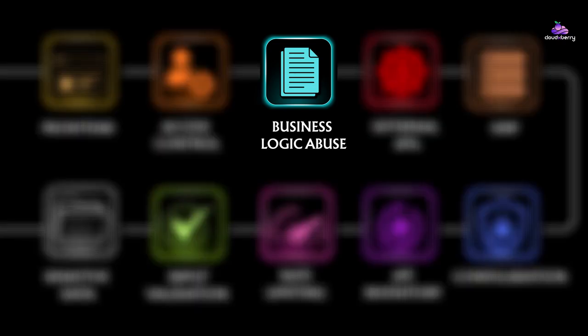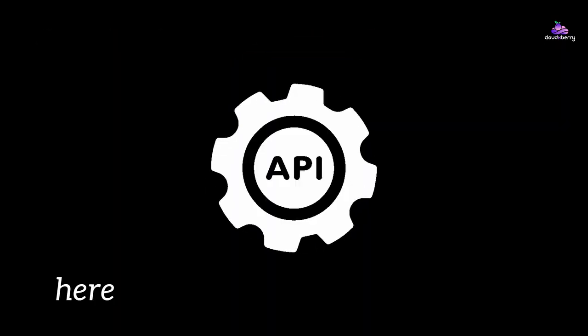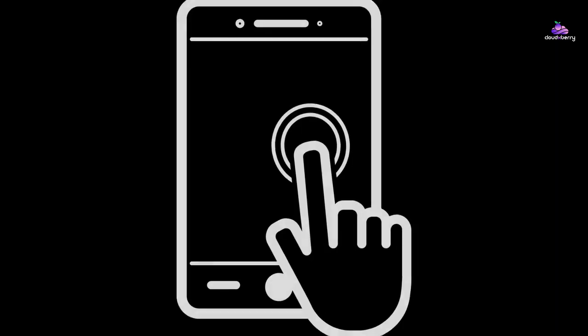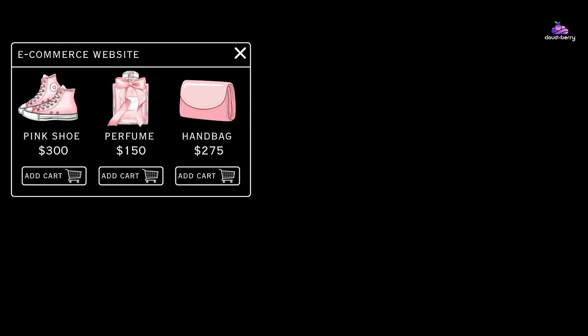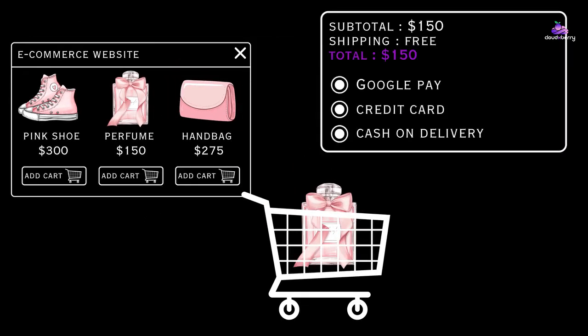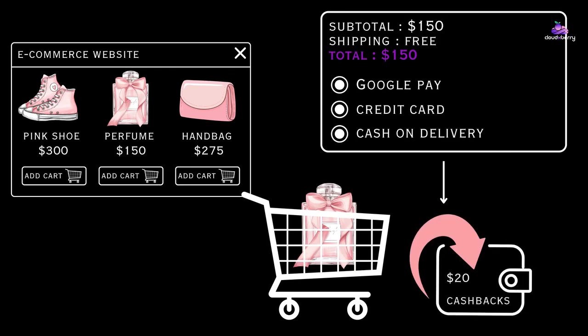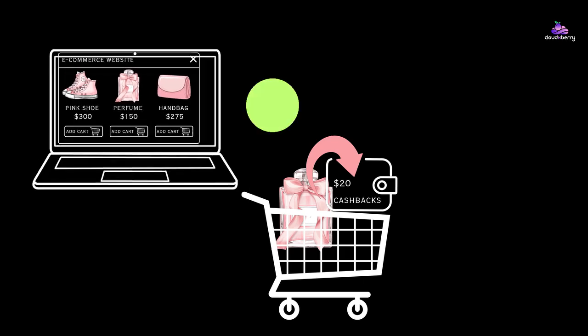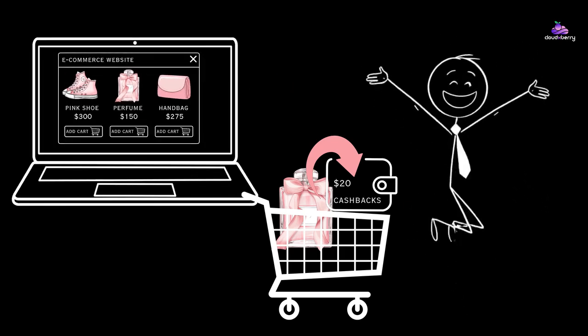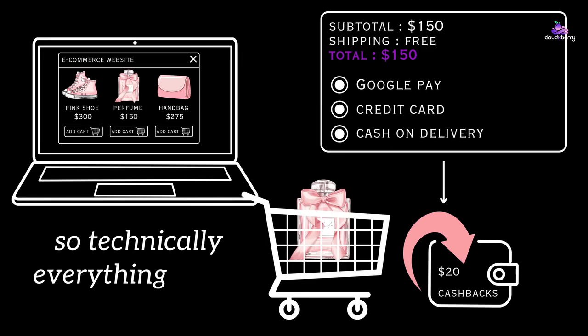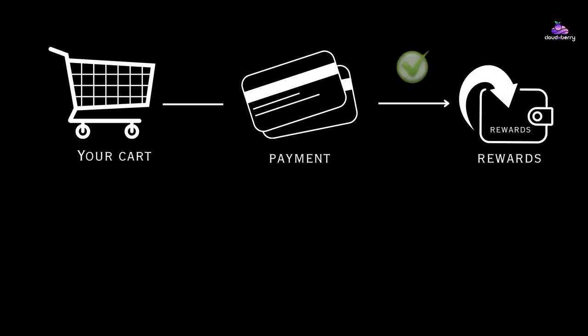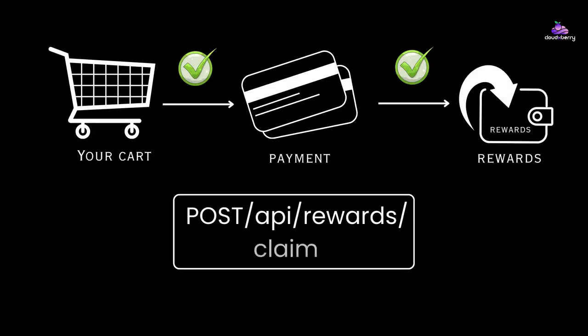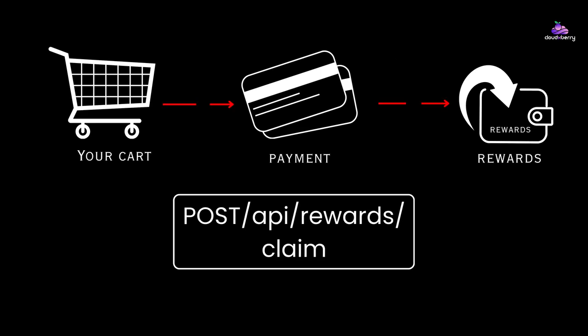The third one is business logic abuse. This is a bit different. Here, the issue is not in a single API, but in the overall flow of the application. Every app has a process. For example, think about a typical e-commerce website. First, you add items to your cart, then you make the payment, and only after that, you receive rewards. Now imagine someone skips the payment step and directly tries to claim the reward. If your system allows that, they get benefits without completing the process. So technically everything works, but the flow is broken. You need to validate the entire user journey, not just individual APIs, because if the flow breaks, the system can still be abused.